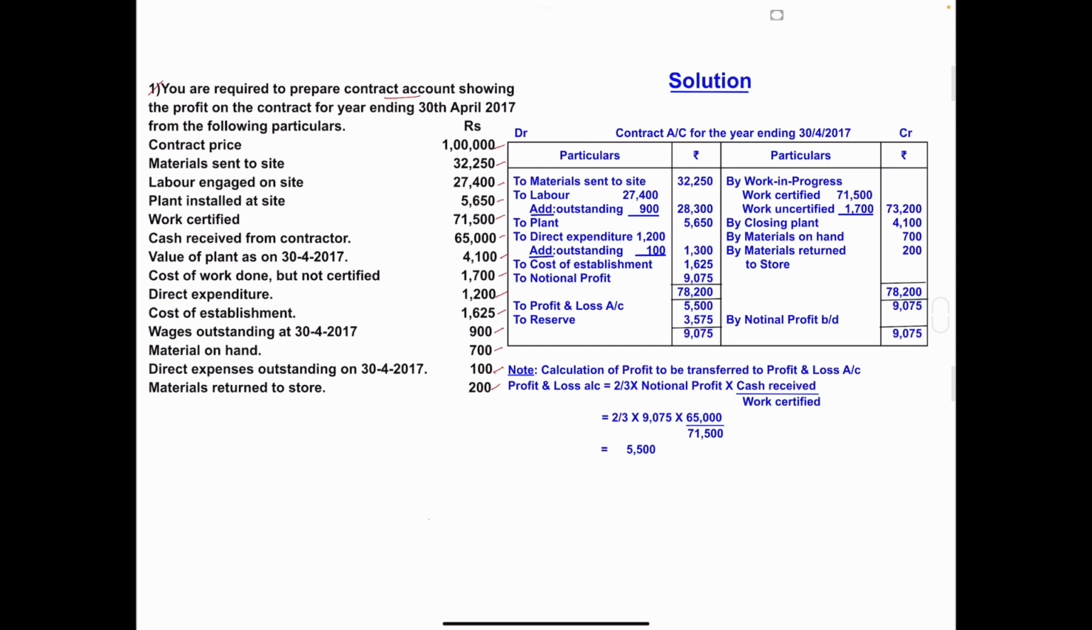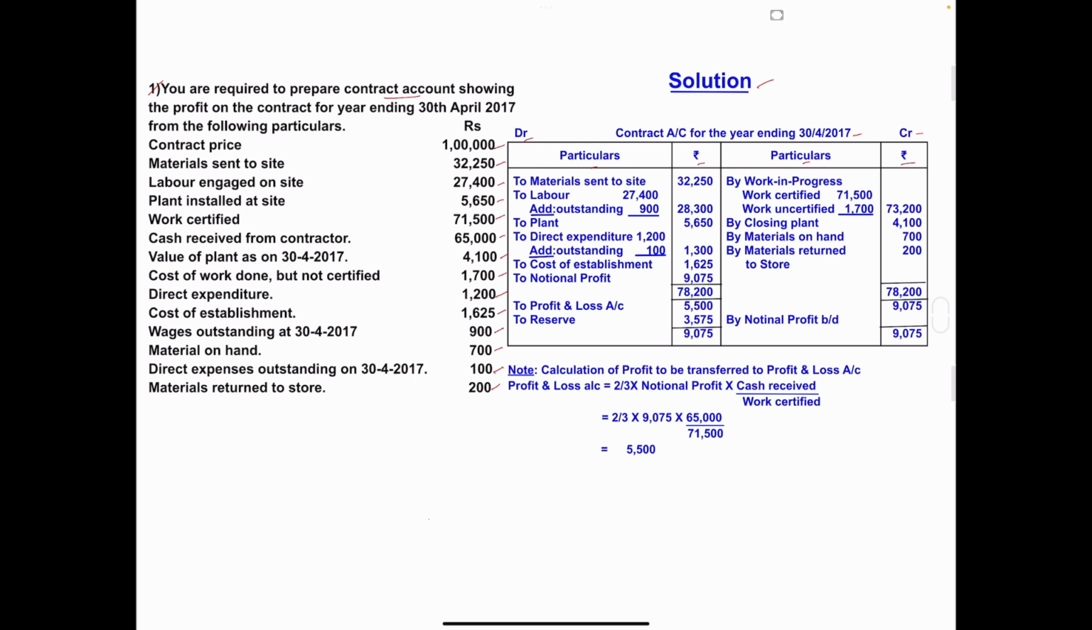Let's start the solution. Heading: Contract account for the year ending 30th April 2017. Debit, credit, and the columns particulars, rupees, particulars, rupees.